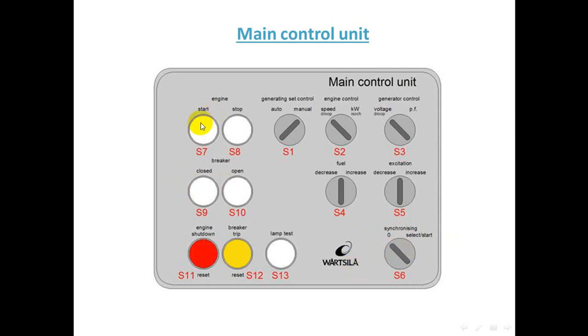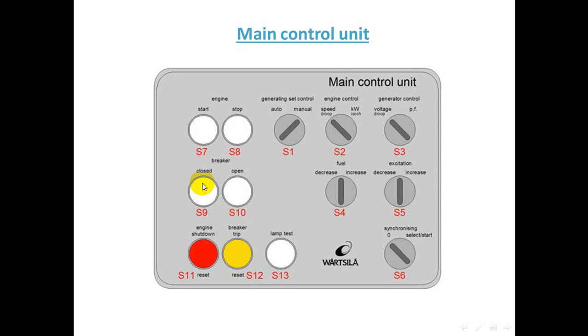S7. S7 is engine start or running. If you want to run or start the engine, you must press S7. S8 is also near S7. Its function is engine stop. If you want to stop the engine, you must press S8 to stop the engine.